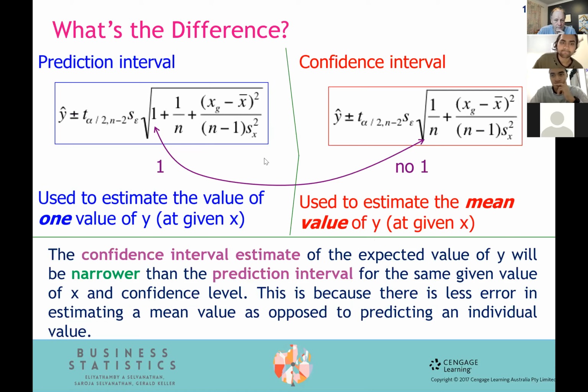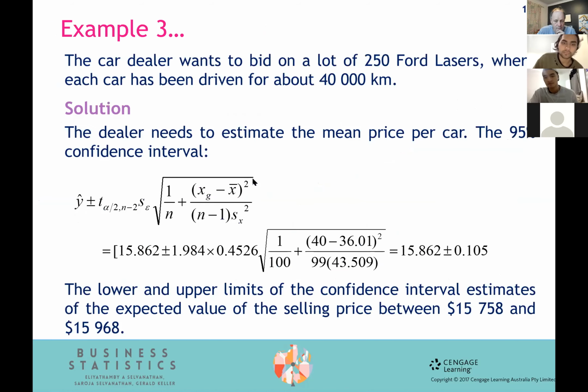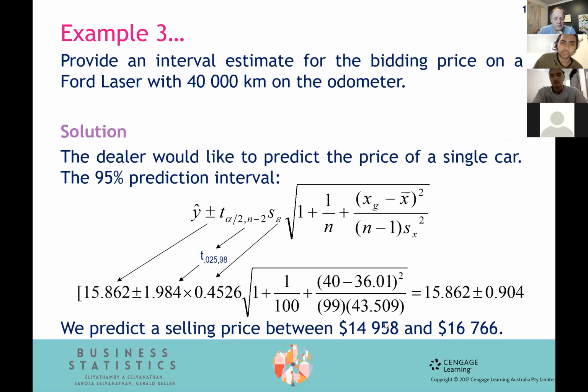Okay, they're talking here about a prediction and a confidence interval. Maybe they've done a different, oh, yeah, we've got it. Predict the selling price between 14.958 and 16. That's the value you've got. Yep, that's us. So that's to predict the selling price of a single car.